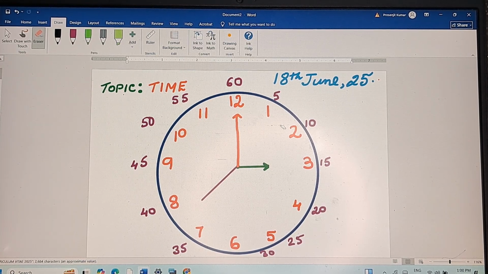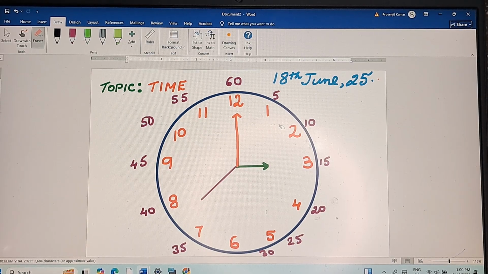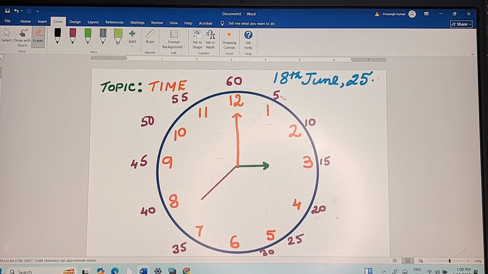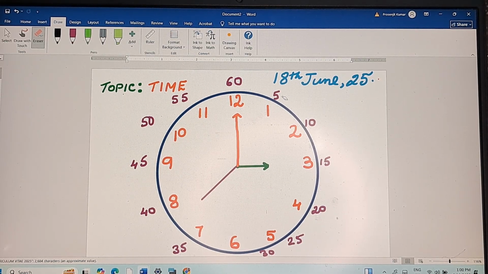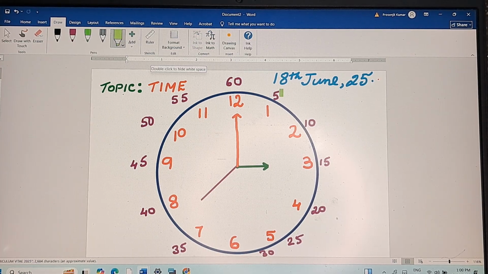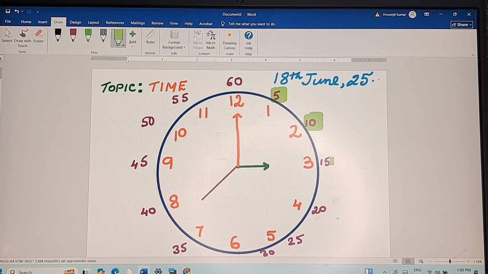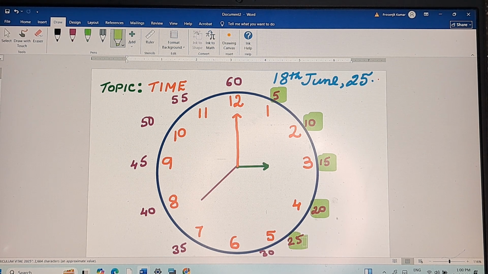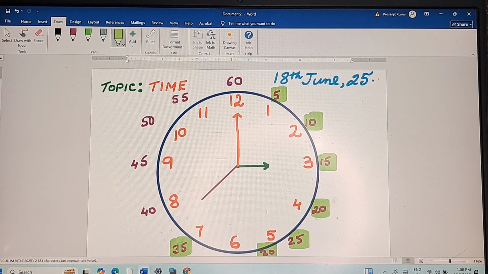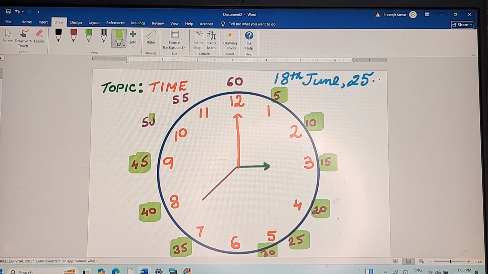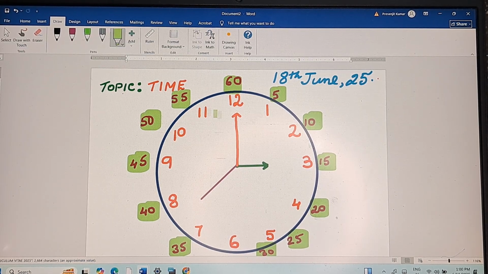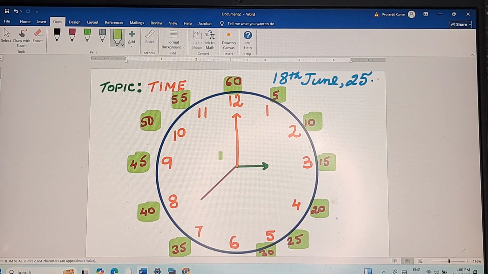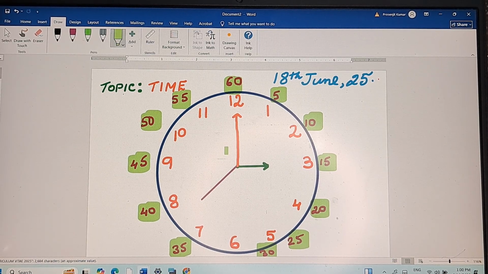Now one more thing we have to learn from this clock, that it represents the multiples of 5. So over here we can see 5, 10, 15, 20, 25, 30, 35, 40, 45, 50, 55, 60. From this clock we can learn the 5 times table too. So it's very interesting. From the clock we can learn the 5 times tables.